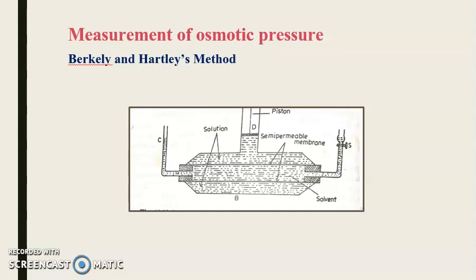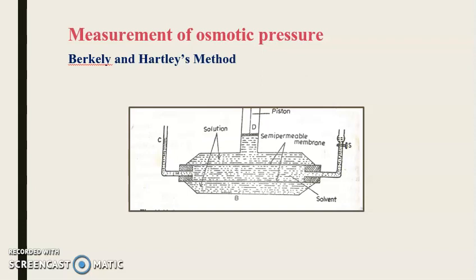The arrangement for measuring osmotic pressure with this method is given in the figure. Look at the figure. In the figure, there is an inner jacket. At the center of the arrangement, you can see an inner jacket. The border of the inner jacket is a semi-permeable membrane. Semi-permeable membrane here means electrolytically deposited potassium ferrocyanide solution. So that is the semi-permeable membrane.